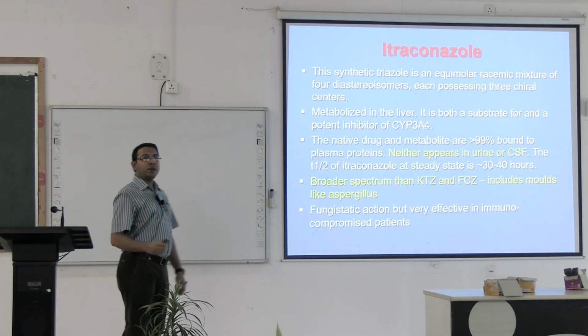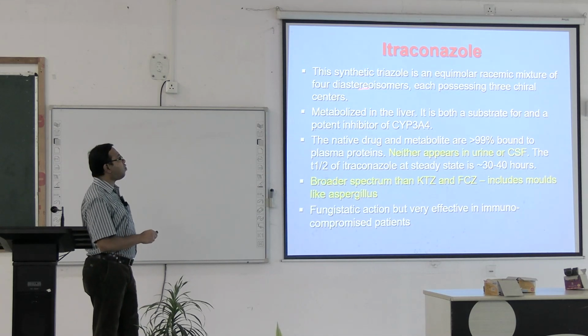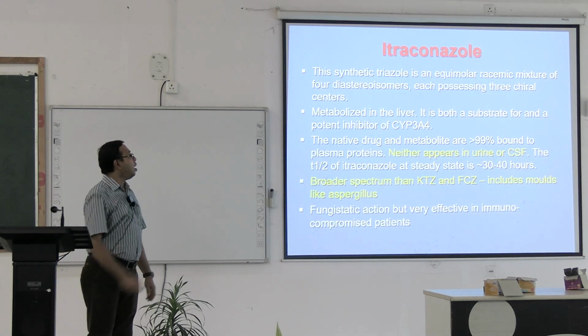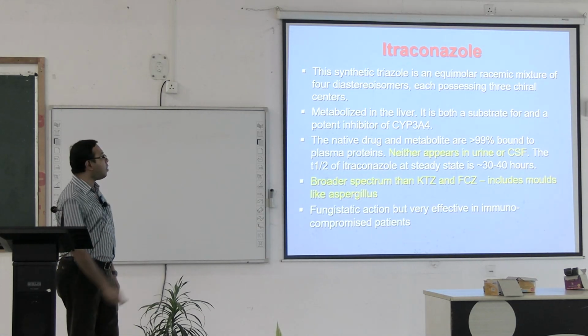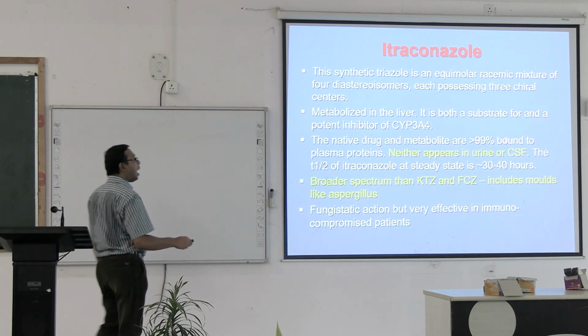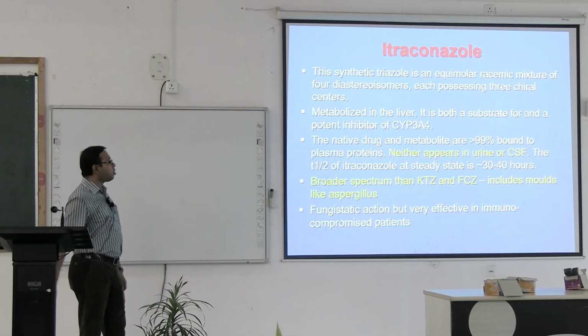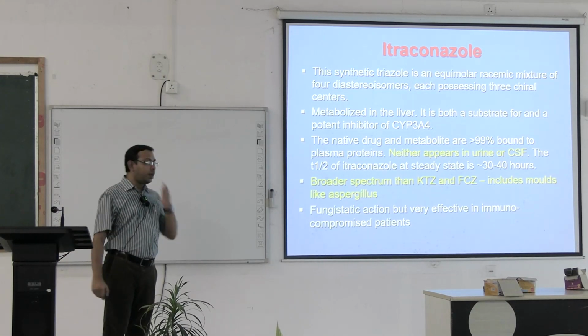Itraconazole. Itraconazole is another azole antifungal. It is an equimolar racemic mixture of 4 diastereoisomers. This mixture of isomers is metabolized in the liver. Again, it is a potent inhibitor of cytochrome 3A4. They are very highly bound to proteins. They do not appear in the urine or CSF. The half-life is approximately 30 to 40 hours, which is very high.